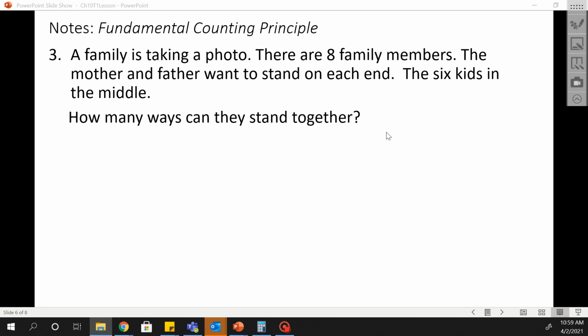Whoops, this should be number 4. A family is taking a photo. There are 8 family members. The mother and father want to stand on each end. The 6 kids are in the middle. How many ways can they stand together?